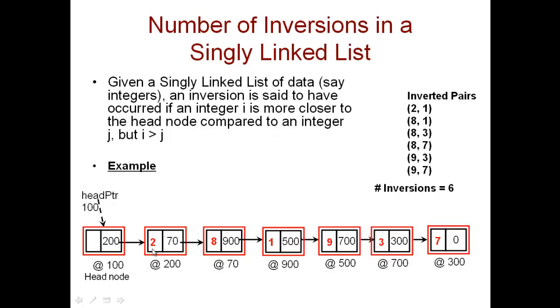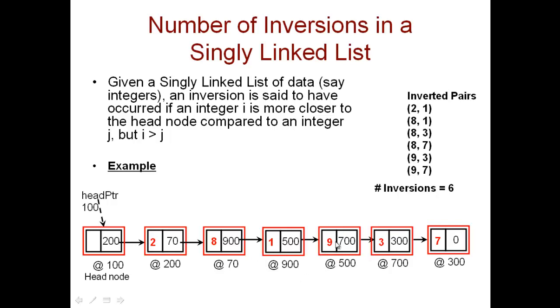In that sense, 2, 1 is an inverted pair, and 8, 1 is an inverted pair because 8 is closer to the head node compared to 1, but 8 is greater than 1. And 8, 9 is not an inverted pair because 8 is not greater than 9. 8, 3 is an inverted pair because 8 is closer to the head node but greater than 3. And 8, 7 is also an inverted pair. For 1, it is the smallest of all the integers, so 1 is not going to be greater than anything to its right.